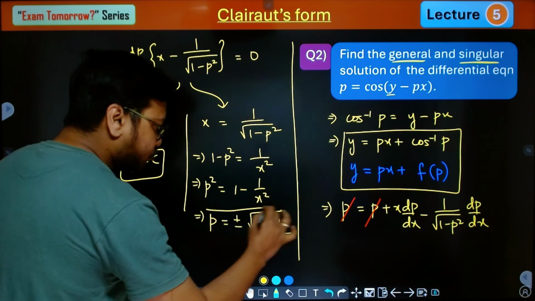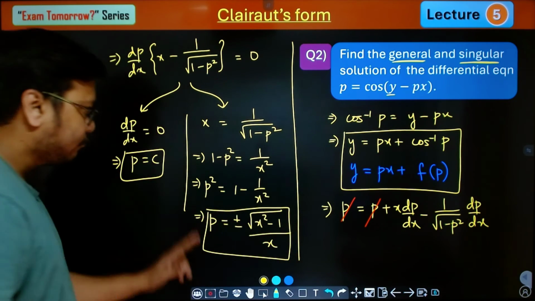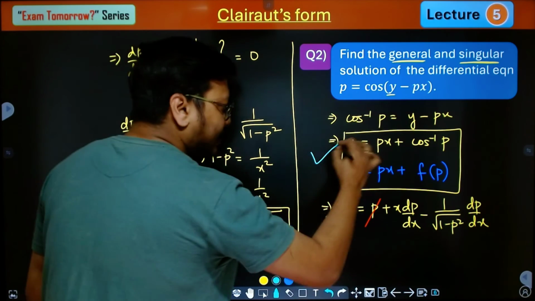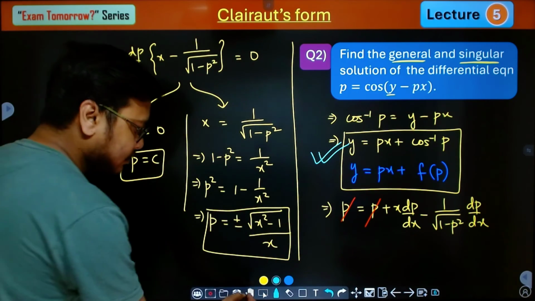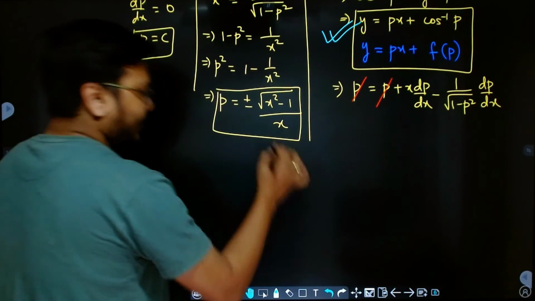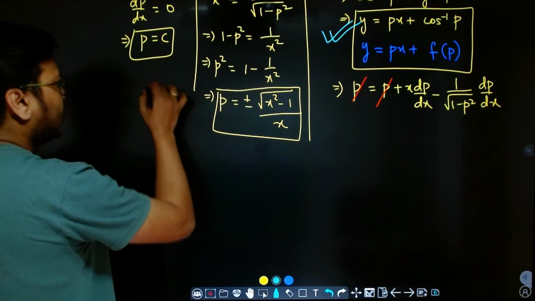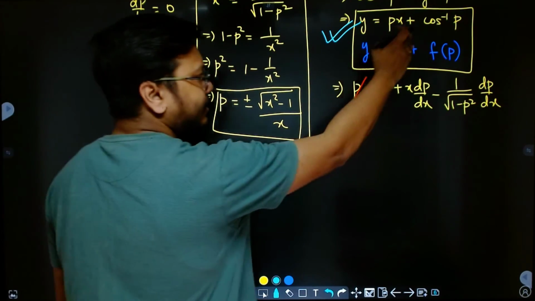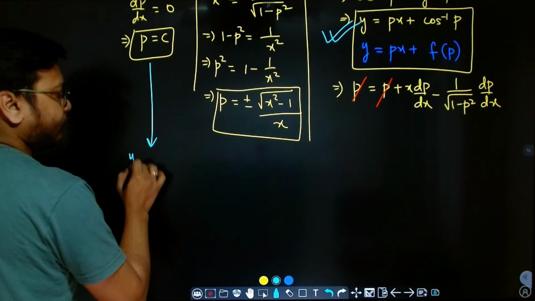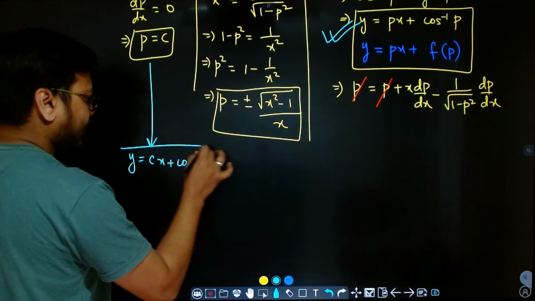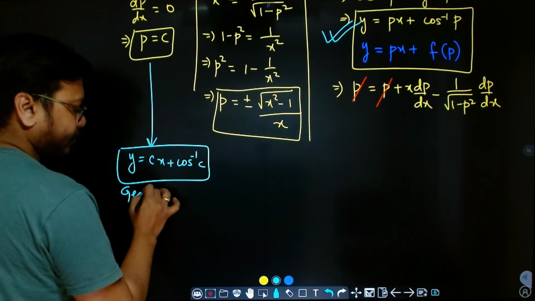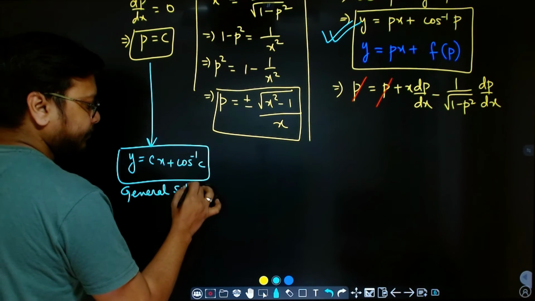So these are the two values that we have got, and we would like to put these values in this differential equation and get our respective answers. So let's quickly do that. If we put p equals c in the given differential equation, we get y equals cx plus cos inverse c, and this is our general solution, right?